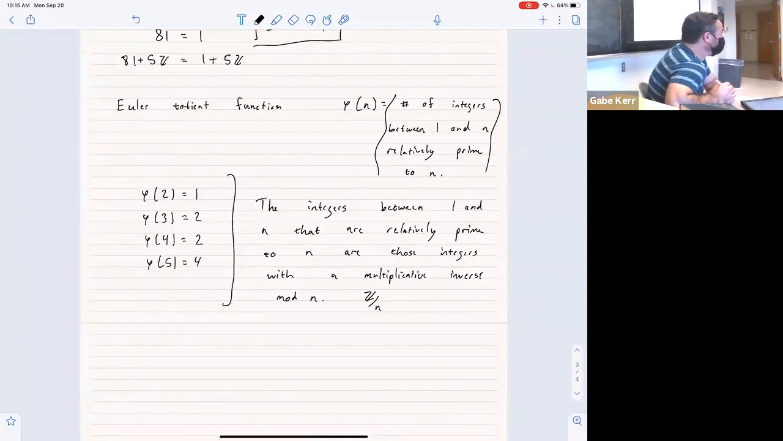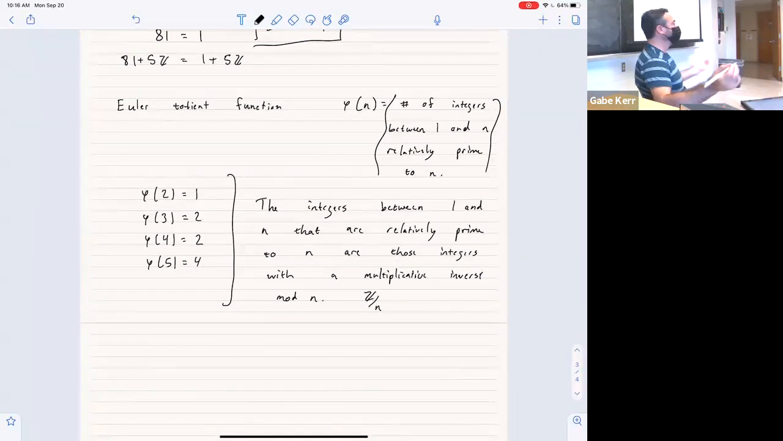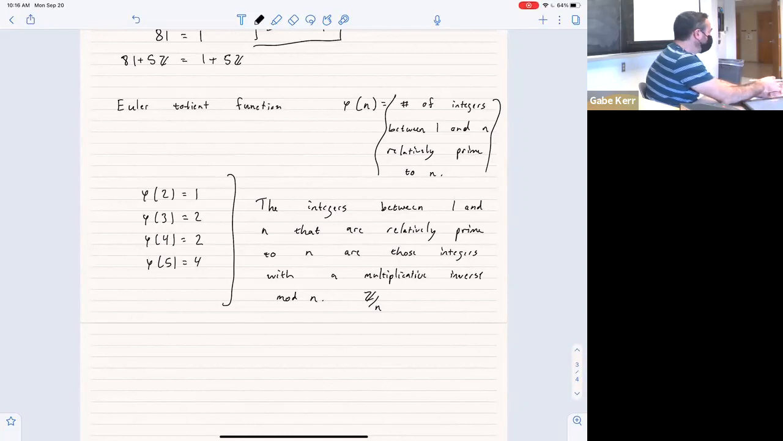Z mod n is not a group under multiplication because 0 is there. 0 always presents a problem, but other things present the problem too. If I was thinking Z mod 6, 2 is there. How do I get a multiplicative inverse of 2 mod 6? I need something to multiply 2 by to get 1 mod 6. But I'm not going to be able to do that.